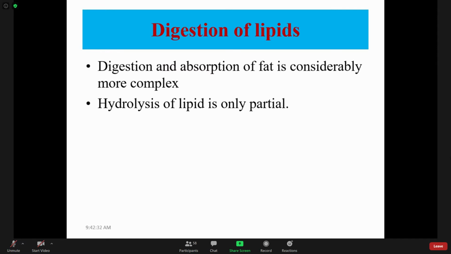Since lipids are hydrophobic in nature, that means they are water insoluble. However, the enzymes responsible for hydrolysis of lipids are present in an aqueous medium. So the enzyme is in an aqueous medium and the substrate is hydrophobic, which makes it more complex. Next, the hydrolysis of lipid is also partial, so there is no complete digestion of dietary lipids.